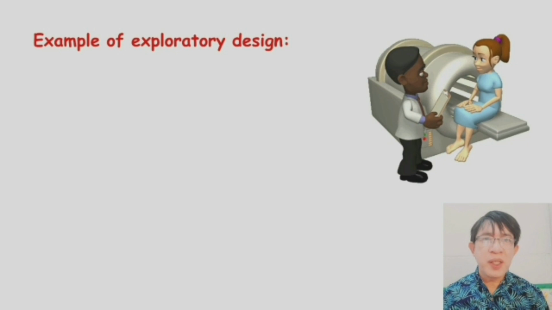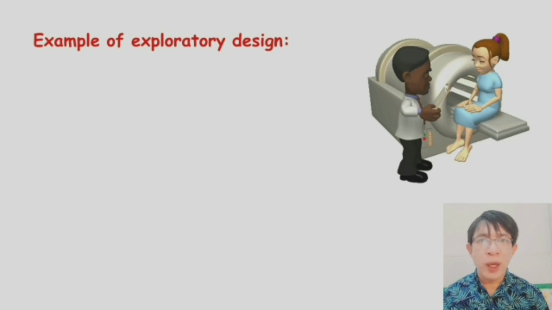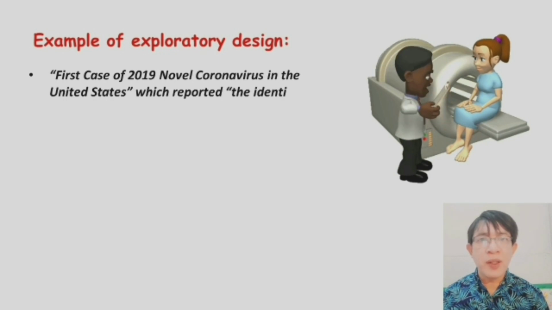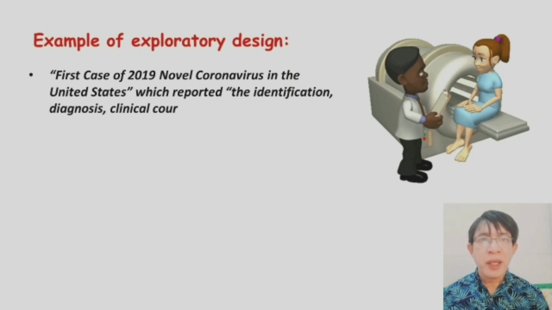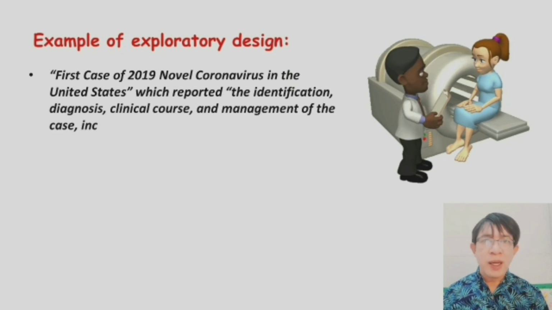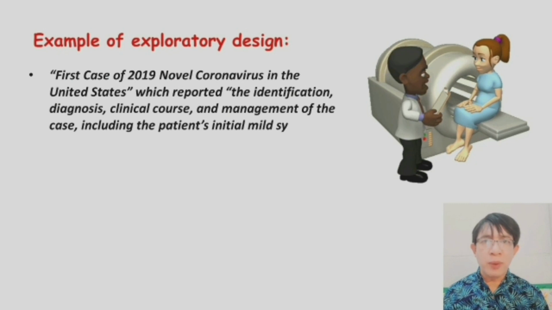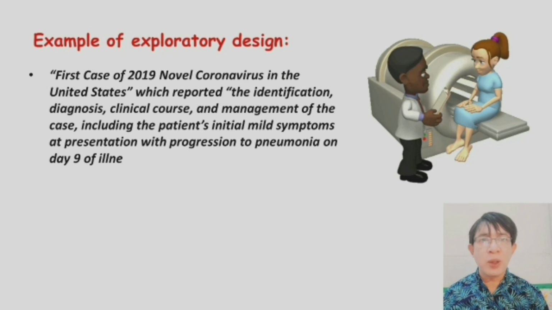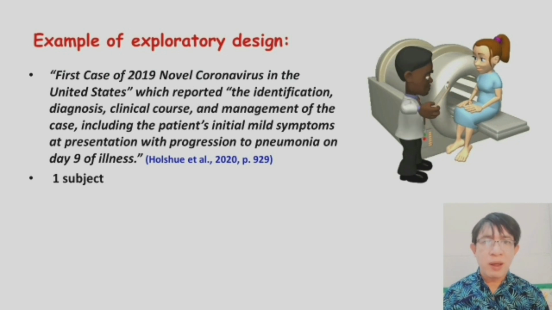An example is the case study conducted by Holshue and others, titled First Case of 2019 Novel Coronavirus in the United States, which reported the identification, diagnosis, clinical course, and management of the case, including the patient's initial mild symptoms at presentation with progression to pneumonia on day 9 of illness. It utilized one subject, a 35-year-old male who has a travel history in Wuhan, China.